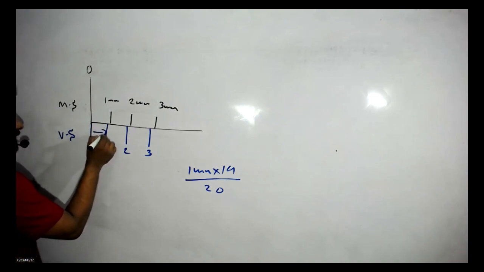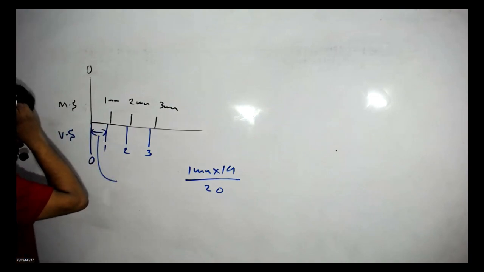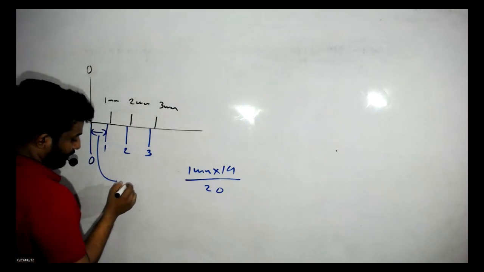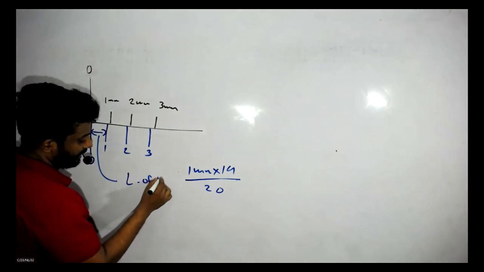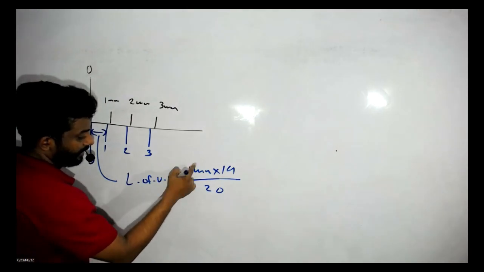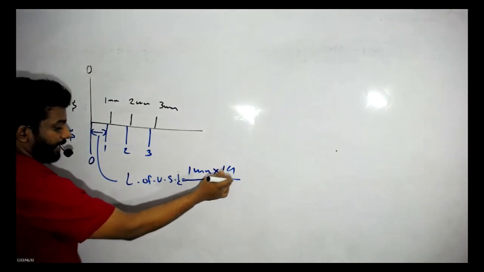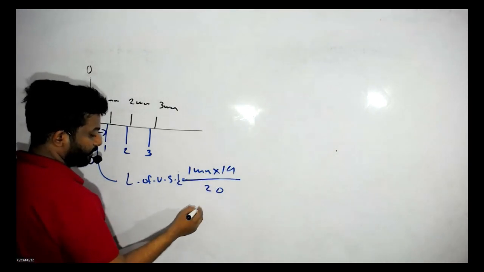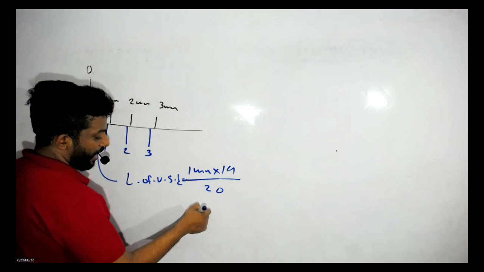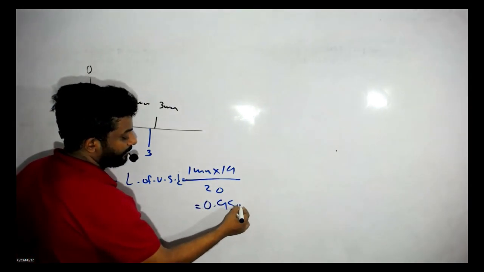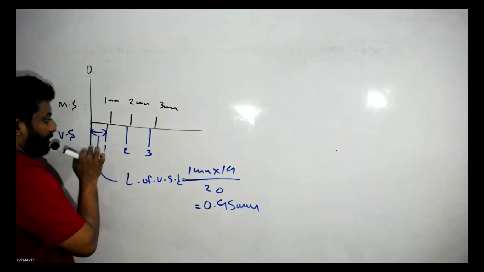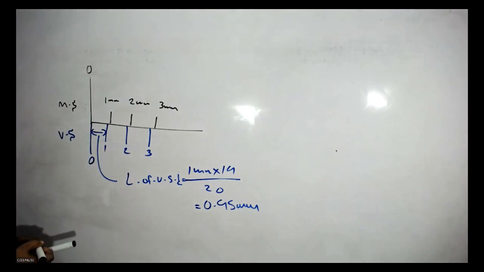Now you can find the length of the vernier scale division, right? Length of vernier scale division is equal to 1 millimeter into 19 divisions divided by 20. Then you can obtain the answer 0.95 millimeter. The length of vernier division is 0.95 millimeter.